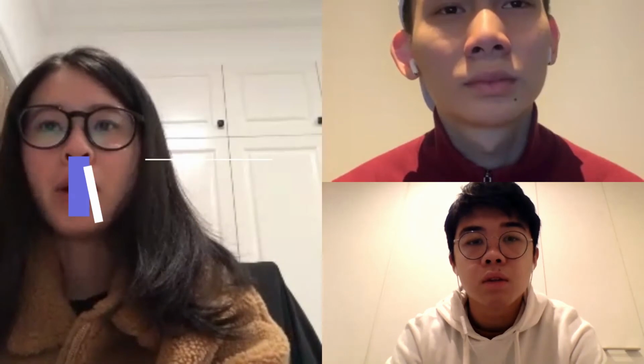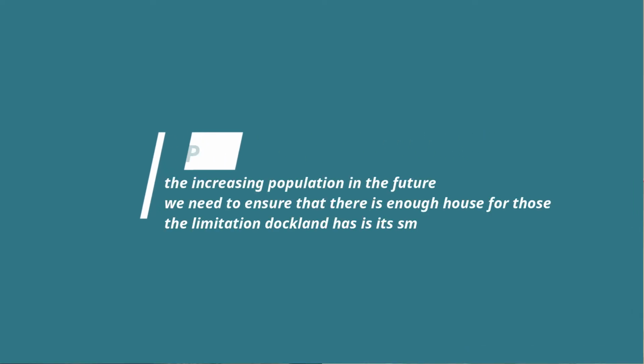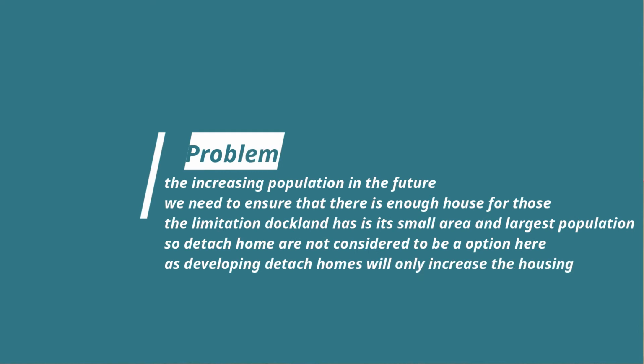Also, a report by the City of Melbourne states that residents in Docklands by 2025 will increase up to 20,000. In order to cope with the increasing population in the future, we need to ensure that there are enough houses for them. The limitation Docklands has is its small area and large population, so detached homes are not considered to be a good option here, as developing detached homes will only increase the housing price, leading to lower housing affordability, which isn't the outcome VPA would want.